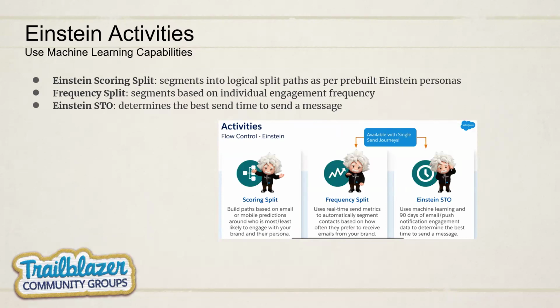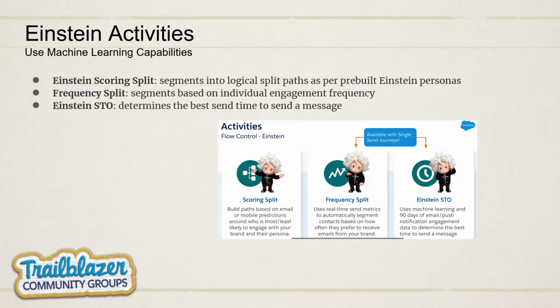And Einstein activities: if the Einstein features are enabled in the Marketing Cloud instance, then we can utilize these activities. There are 3 types of activities that we can include in the journey. Scoring split is when we want to check how loyal they are, how engaged they are with the brand, and depending on their interest, we can split them and route them through different paths. Frequency split is based on how frequently they want to be communicated with. Based on that, we can reduce the number of communications with them. In such cases, we can use the frequency split.